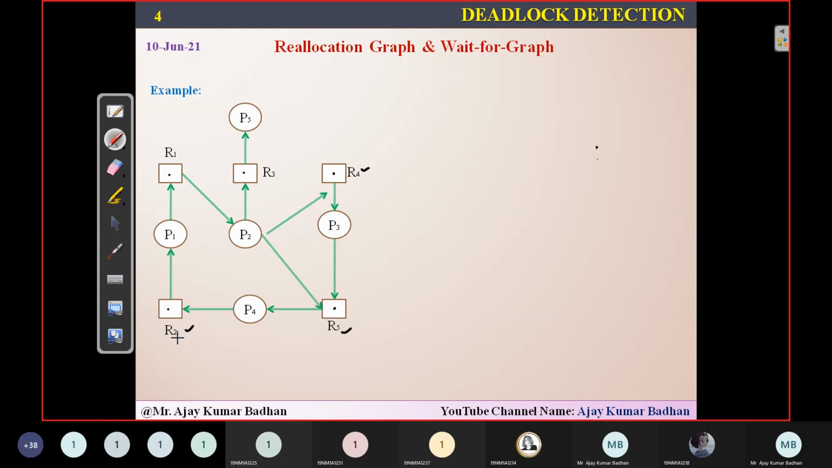Same if you talk about R2 here, R2 has an arrow towards P1, meaning this resource R2 has been allocated to this particular process. This is the way exactly it is represented. This is the directed graph that we have. And based upon the arrow representation, you'll come to know whether the resource is allocated to the process or the process is requesting that particular resource.